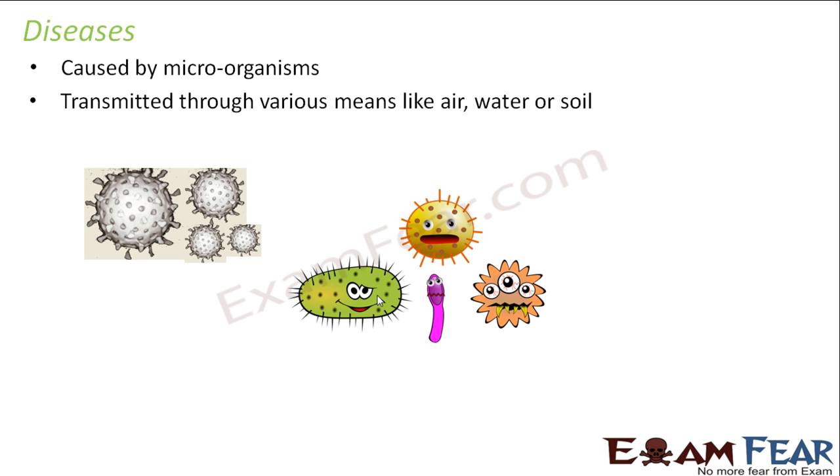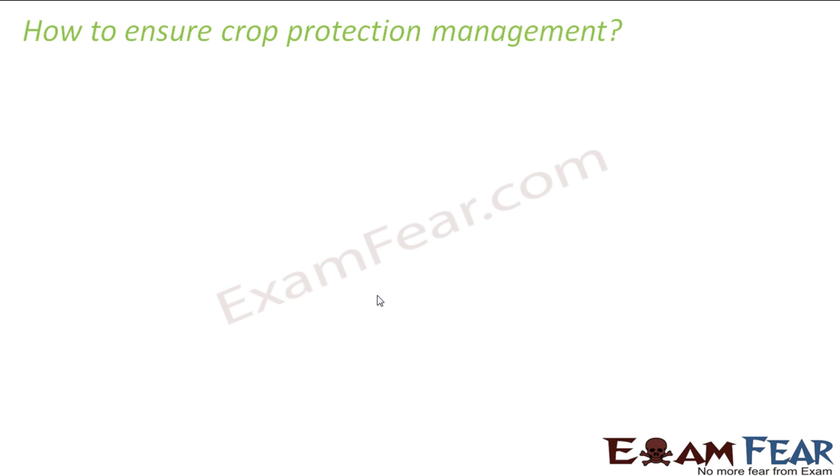So you already have some idea about the microorganisms which cause diseases, right? So these are some of the things against which we should know how to protect the plants. So in crop protection management, how are we going to ensure that we are protecting our crops against the insects, weeds, and diseases? The first one is use of pesticides.